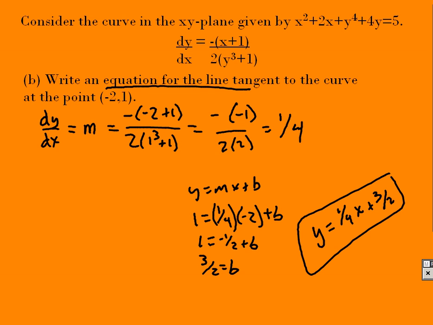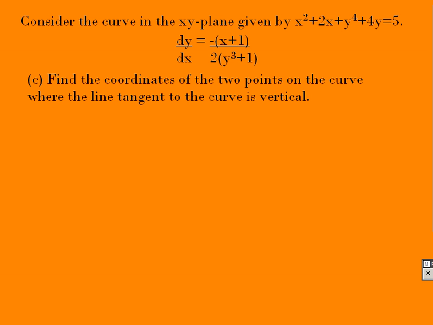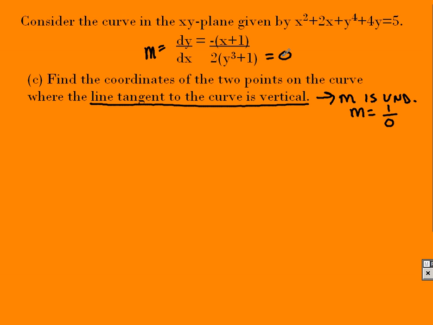Part C, we now need to look at coordinates of 2 points where the tangent line is vertical. Well, we need to first know that when you have a vertical tangent line, that means that slope is undefined. That means that the slope is equal to something divided by 0. Well, remember, dy/dx is what we're saying is our slope. So if it's equal to 1 over 0, that means my denominator needs to equal 0.